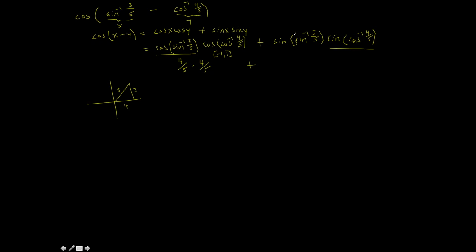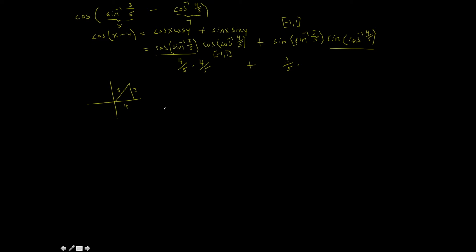sine of an inverse sine. Now remember that's one of our identities as well. And sine of an inverse sine has to be between -1 and 1 as well. And if you notice, 3/5 is between -1 and 1, so the sine of the inverse sine is just going to be 3/5 times.